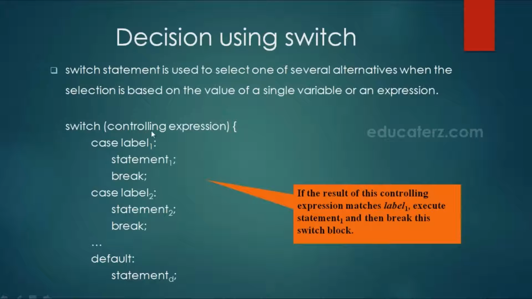Now in this, first the expression will be evaluated, then its value will be matched with the case values. If any case value is matched, then control directly jumps to that case, and that block will be executed till break or the end of the switch. Means break is not mandatory, so if break is not given, then all statements will be executed till the end of switch. If no case is matched, then it directly goes to the default section and executes the default body. This default is also not mandatory.